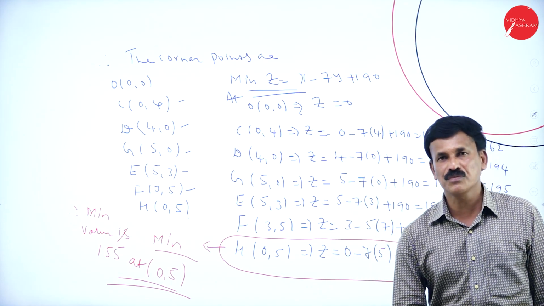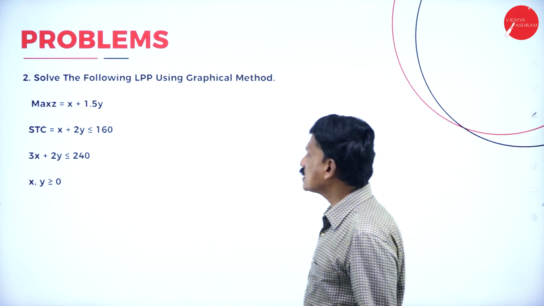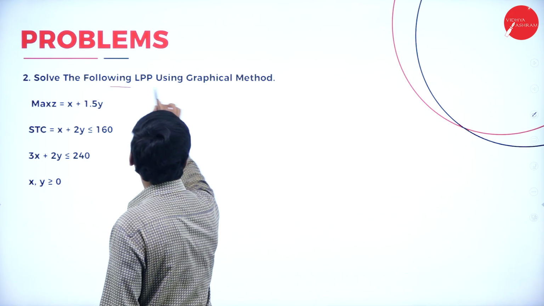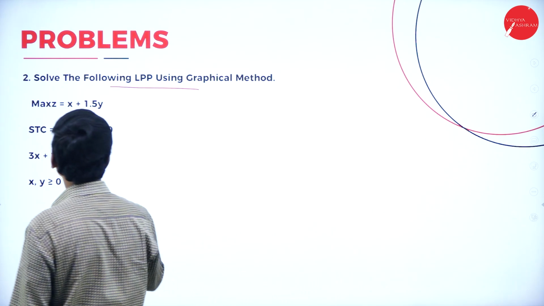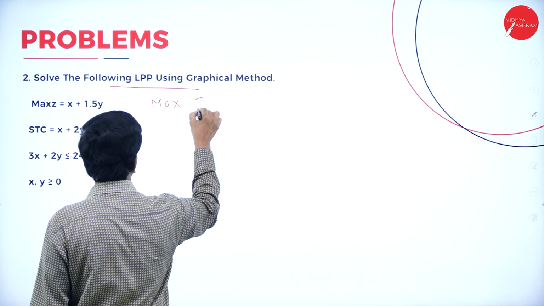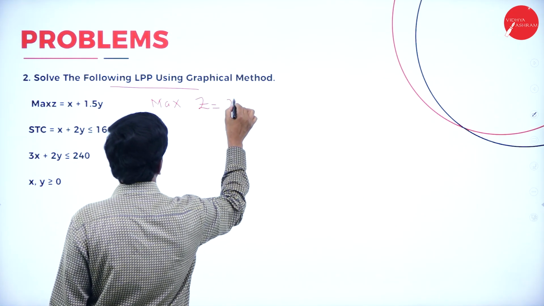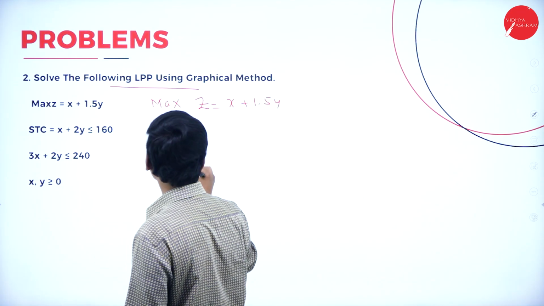That's it. Hope you followed this. Now let us come to the next problem. Solve the following linear programming problem using the graphical method. So what is given? The objective function is maximize z is equal to x plus 1.5 y, subject to the constraints.